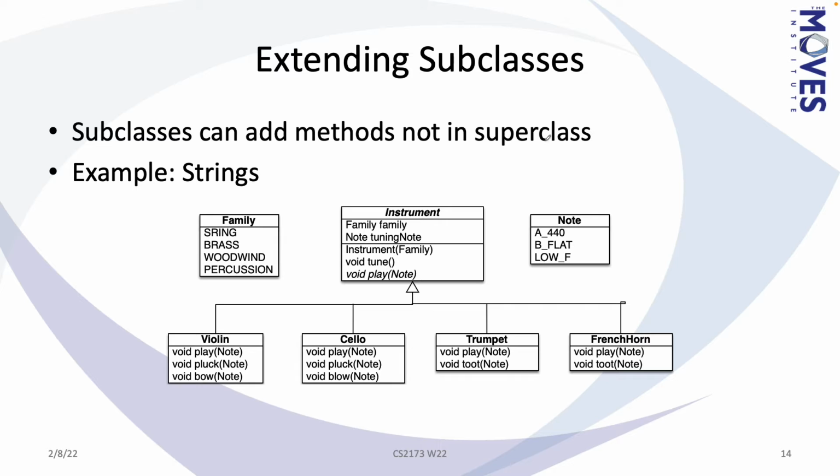Okay, I wanted to show you an example that shows why inheritance might be a useful thing. Here we're modeling a family of instruments, at least some of them. This is an enum. There are four families: strings, brass, woodwinds, and percussion. Here are different instruments tuned to different pitches. Most of the orchestra tunes to an A440, but things like trumpets and clarinets tune to a B flat, and French horns tune to a low F.